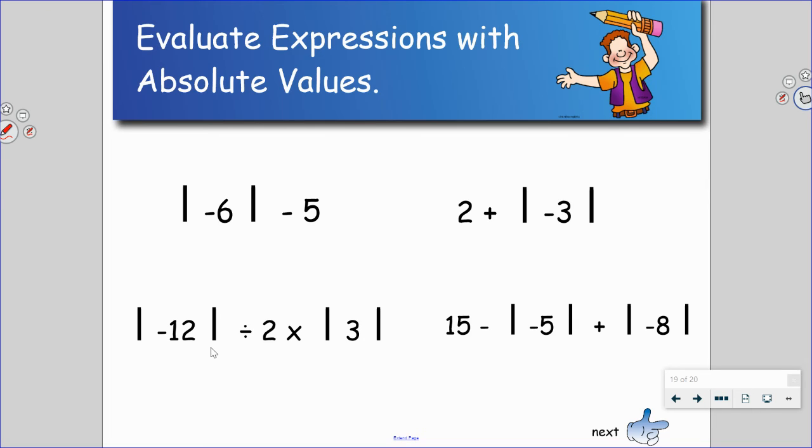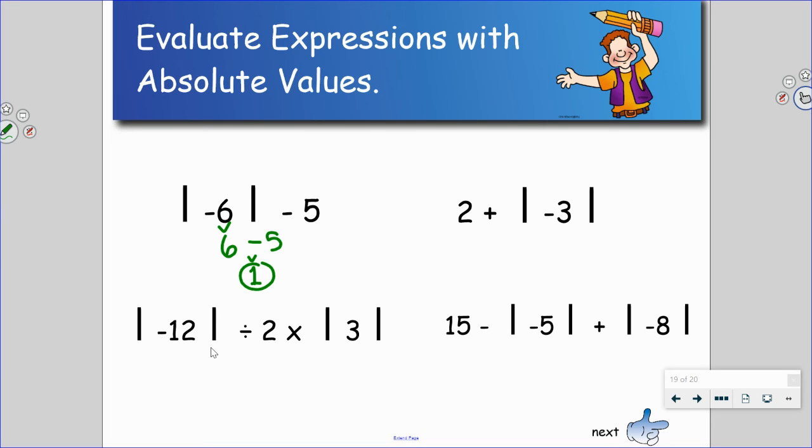Let's try to work out these expressions. I'll do the first couple, the absolute value of 6. Well, naturally, that's 6 steps away from 0. Then it asks us to take away 5 from that absolute value, which would be a final answer of 1.